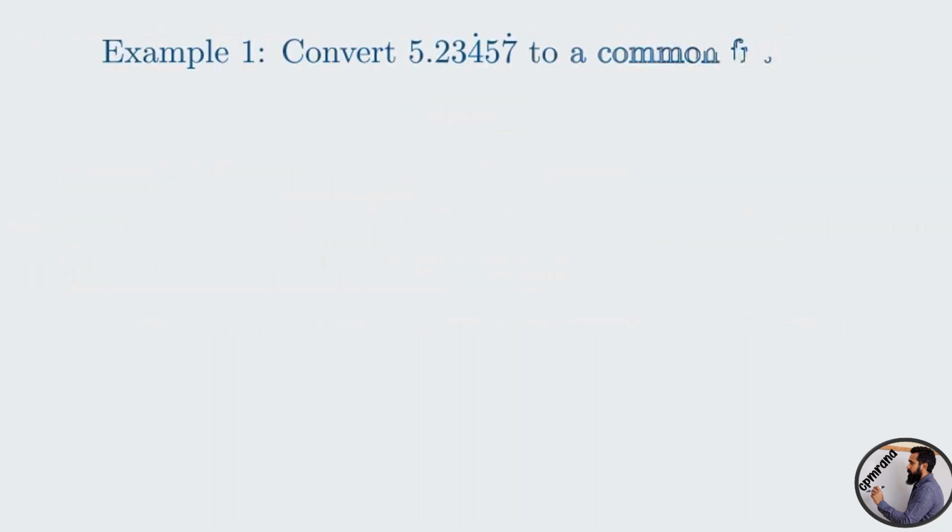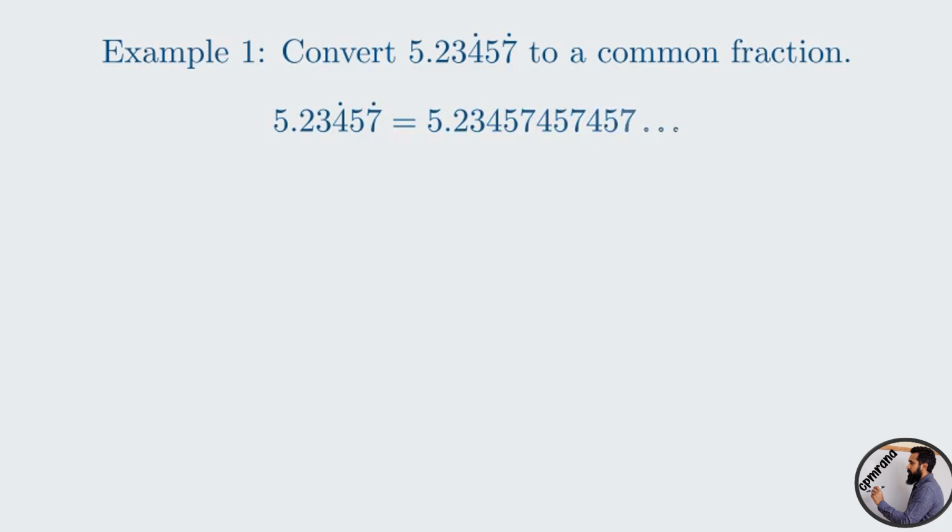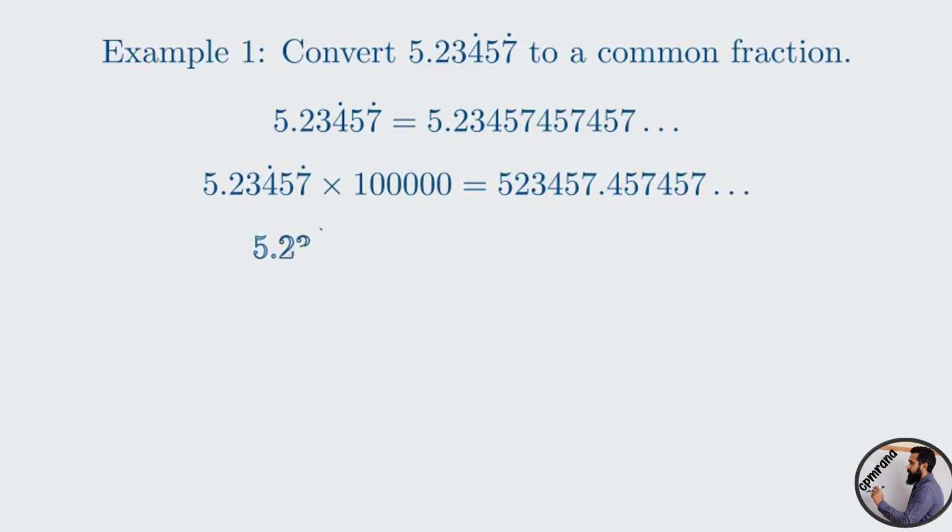Let's start with an example. We want to convert 5.23457, where the digits 457 recur, into a common fraction. First, let's write out the decimal to see the repetition clearly. 5.23457 recurring is equal to 5.23457457, and so on. To eliminate the recurring part, we multiply the number by powers of 10. First, we multiply by 100,000 to move the decimal point after the first recurring block. Next, we multiply the original number by 100 to move the decimal point just before the recurring part starts.